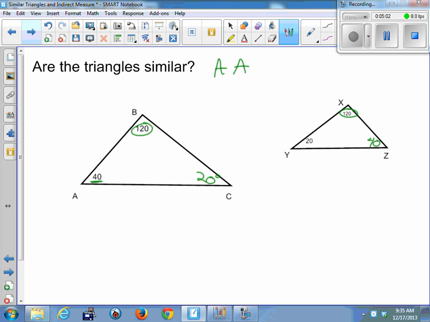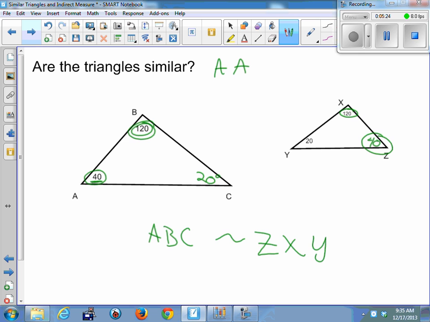We'll say ABC is similar to, and A is the 40 degrees, so over here is Z, and then we're going to go to B. B is the 120 degrees, so that's going to be our X, and then Y goes with our C, so we put our Y there.